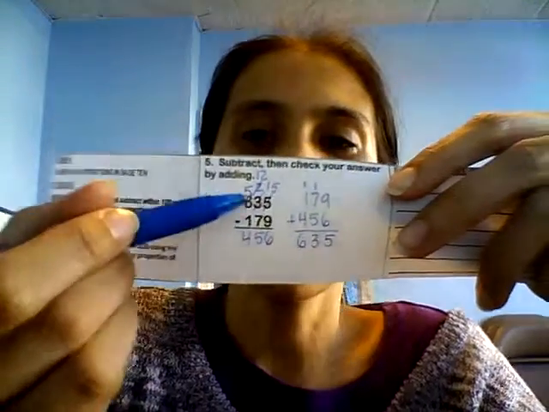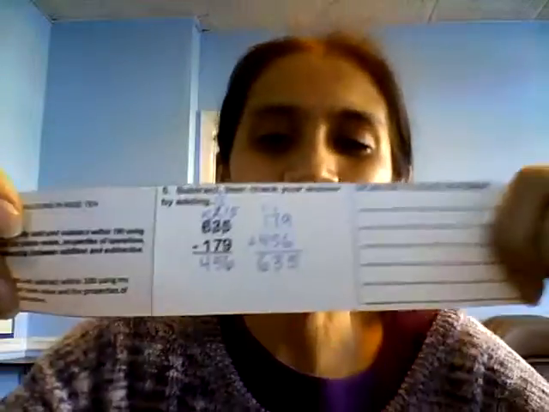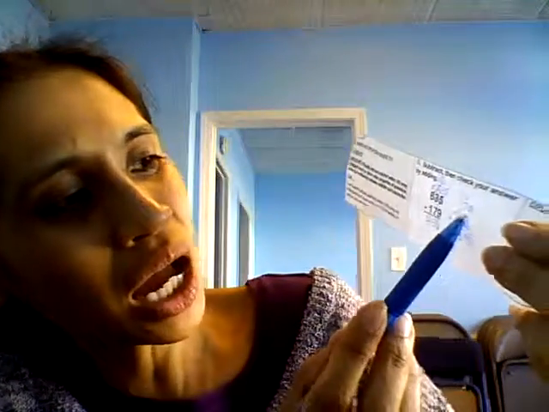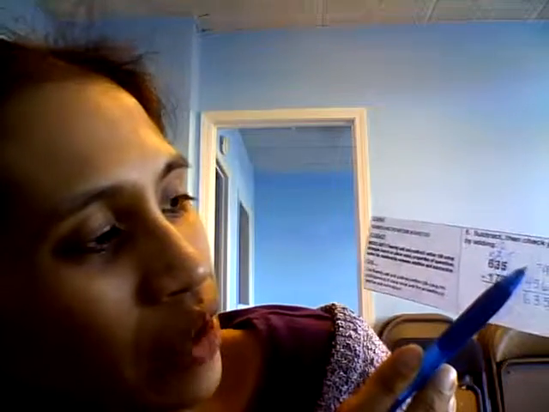And, oh my goodness, look, what's my answer? 635, and look, bam, it's right there. So, I know my answer's right. How do I know? Because, look, 635, 179, 456. All right, 179, bam, right there. 456, bam, right there. 635, bam. They match up, so I know I'm right.